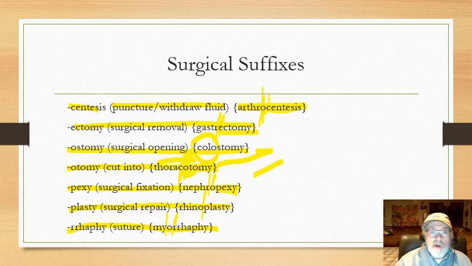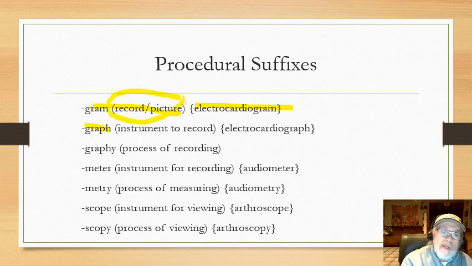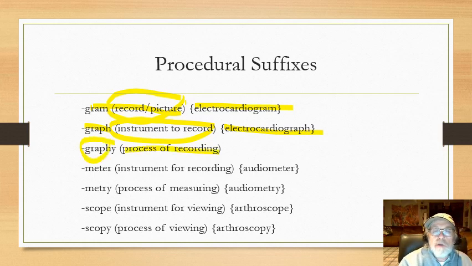So basically these are some surgical suffixes. Procedural suffixes, these are pretty boring. Gram, as in electrocardiogram, means a record or picture. Graph is the instrument to record. You take an electrocardiogram with an electrocardiograph, and graphy means the process of recording. So in electrocardiography, you take an electrocardiogram with an electrocardiograph. Gram, graph, and graphy all have to do with procedures.